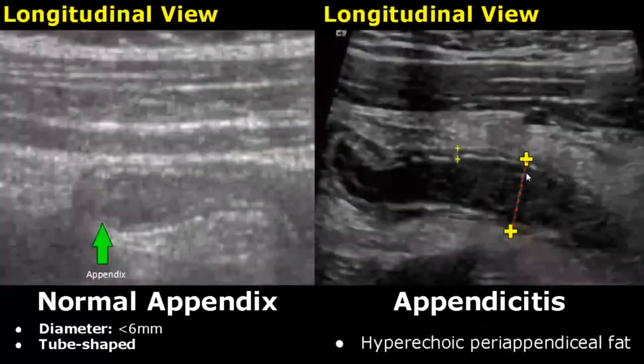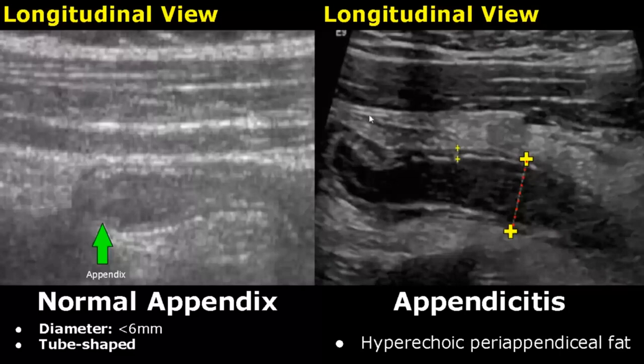Hyperechoic periappendiceal fat is another sign of appendicitis. The appendix will be surrounded by echogenic fat. In the normal image, this fat is not prominent, whereas in appendicitis, it can be seen very clearly.